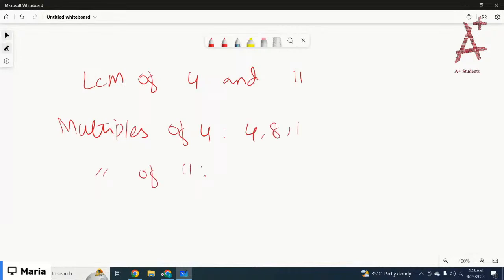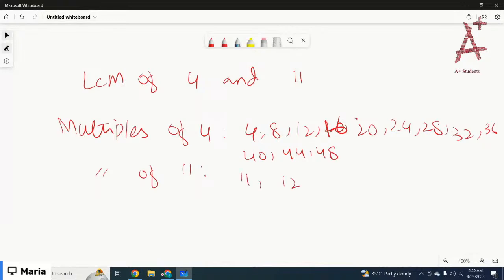4 times 1 is 4, 2 is 8, 3 is 12, 4 times 4 is 16, 4 times 5 is 20, 4 times 6 is 24, 4 times 7 is 28, 4 times 8 is 32, 4 times 9 is 36, 4 times 10 is 40, 4 times 11 is 44, and 4 times 12 is 48.